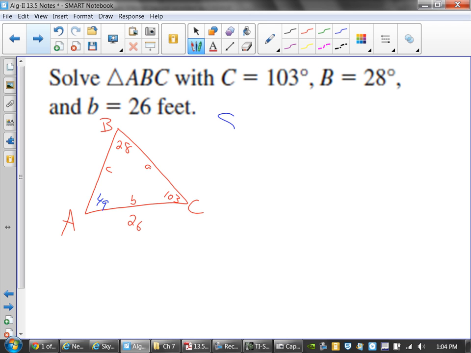So I'm going to say the sine of 28 is to 26, as the sine of 103 is to little c.